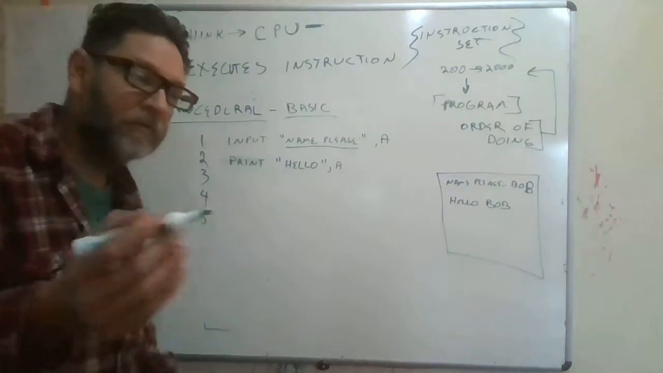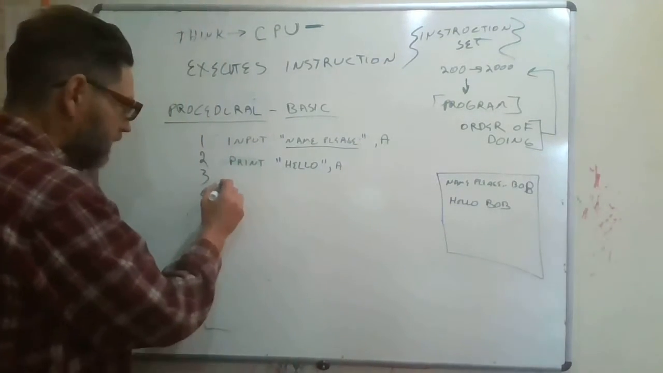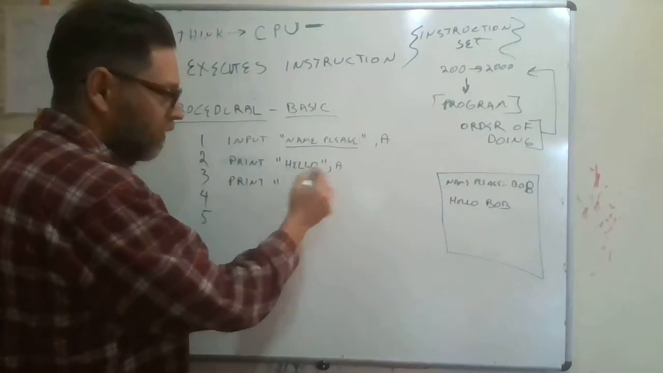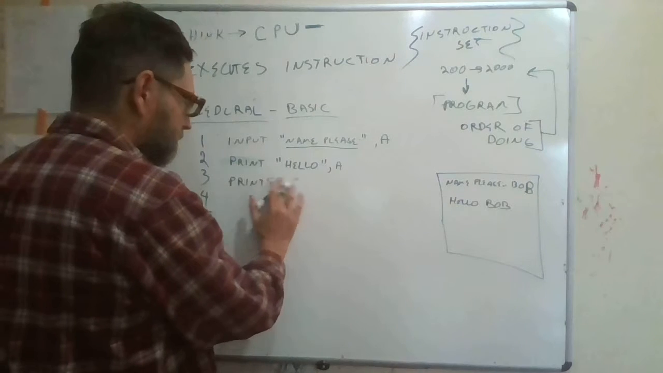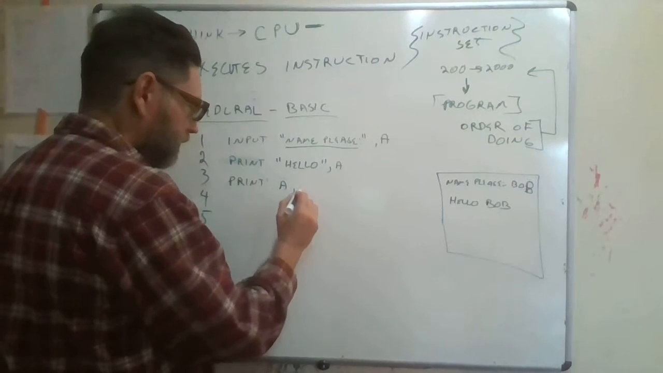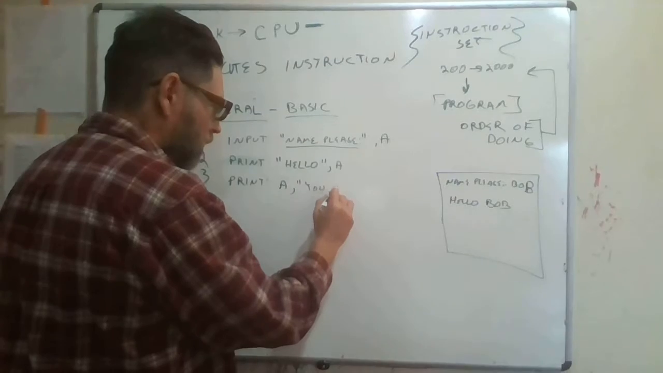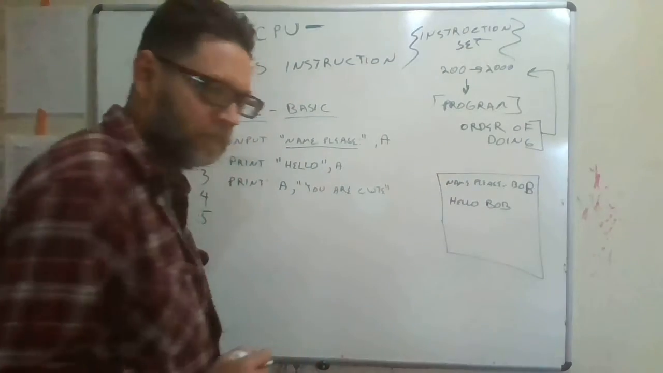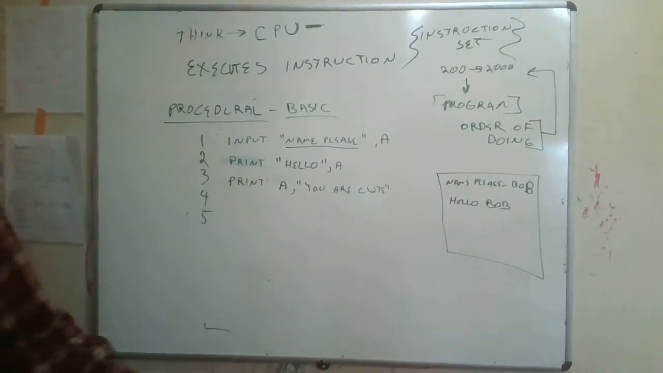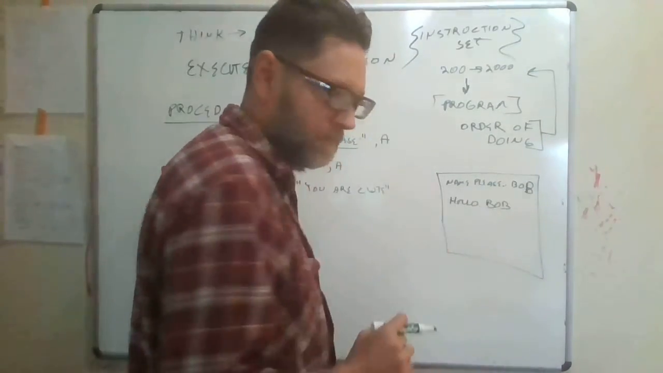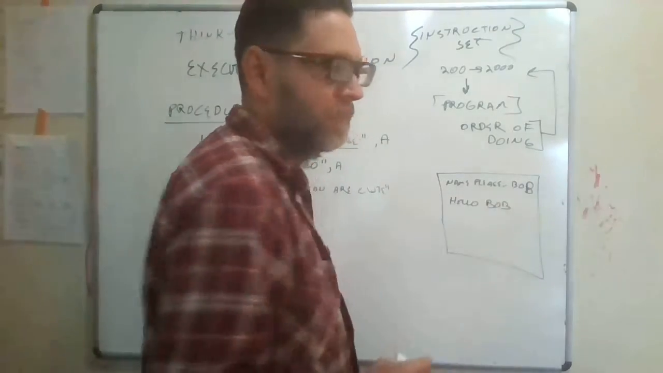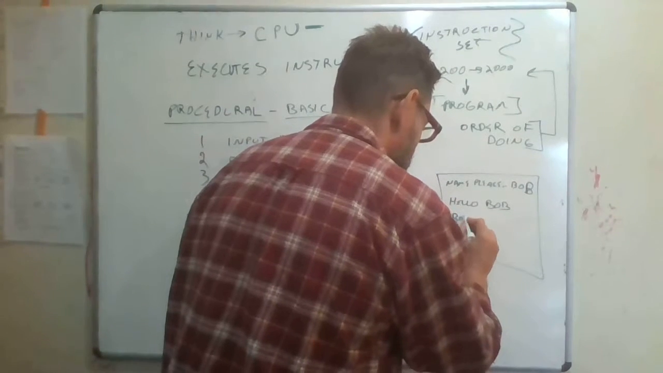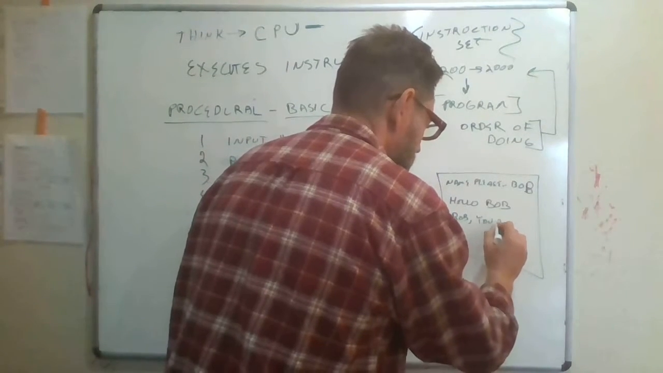Let's add another command to our program. Let's say I want it to tell me something else. After it says hello and the name, let's say the name again, and then put, you are cute. Now when I run the program, it's going to pop up, say name please. I'm going to type in Bob. It's going to pop up and say, hello Bob. And then it's going to say, Bob, you are cute.